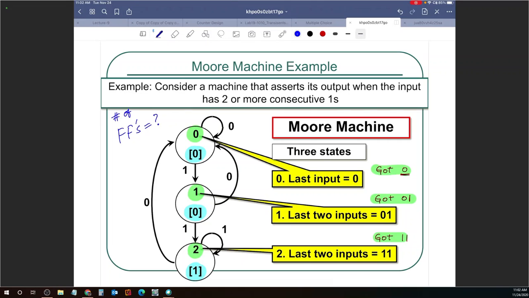All right, so 2 is the right answer, because with 2 flip-flops I can go up to 4 states, and I have 3 states over here, so I at least need 2 flip-flops to do this. So the number of flip-flops is essentially log to the base 2 of the number of states. Those are your number of flip-flops.